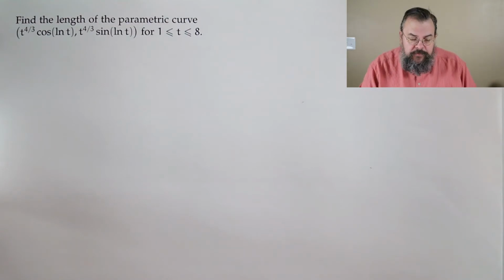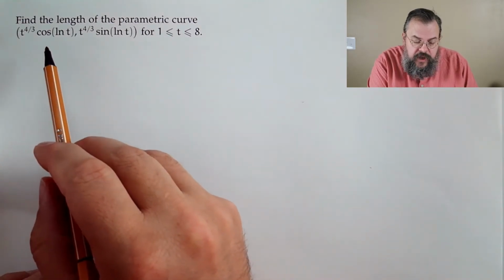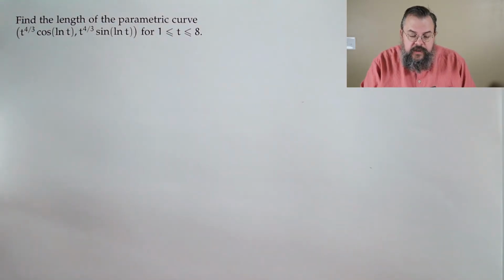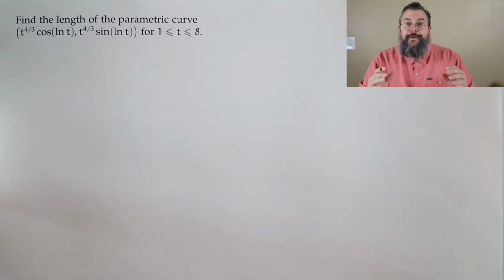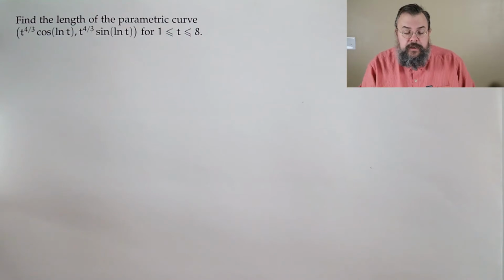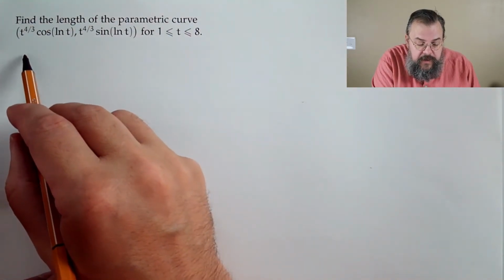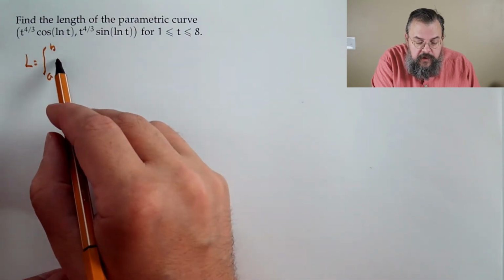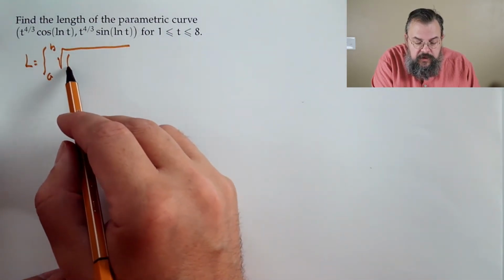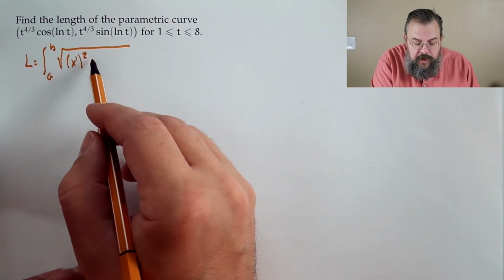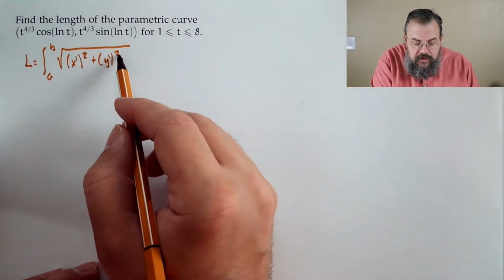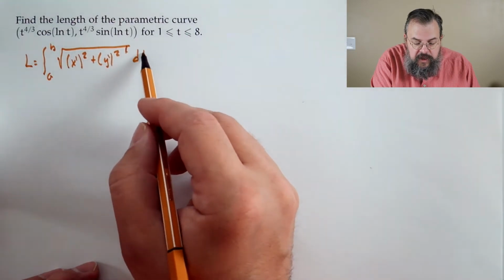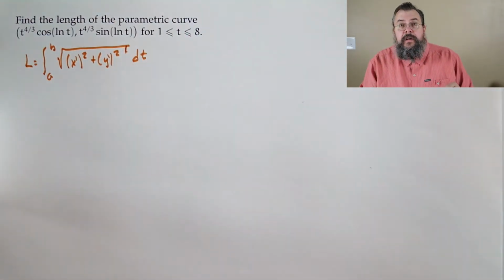Our first problem. Find the length of the parametric curve, t to the 4/3 cosine log of t, t to the 4/3 sine of log of t. Wow, what a curve. Okay. Well, for the length of parameterized curves, there's a basic formula. And it says the following. Length is adding up, start to stop, the square root of x prime squared plus y prime squared, and you integrate that dt. All right, that's our formula.